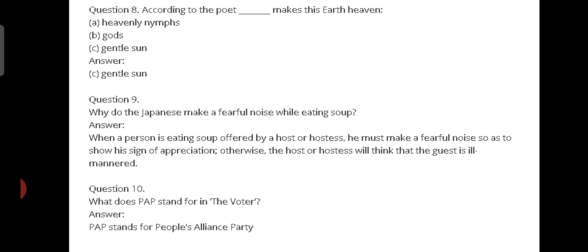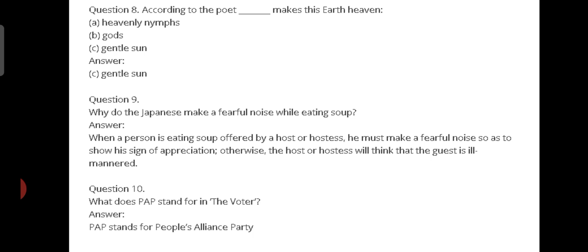Next, why do the Japanese make a fearful noise while eating soup? So, you all know, when we read about Japanese culture, what do Japanese people do? They make a fearful noise while eating soup. Why? When a person is eating soup offered by a host or hostess, he must make a fearful noise so as to show a sign of appreciation.